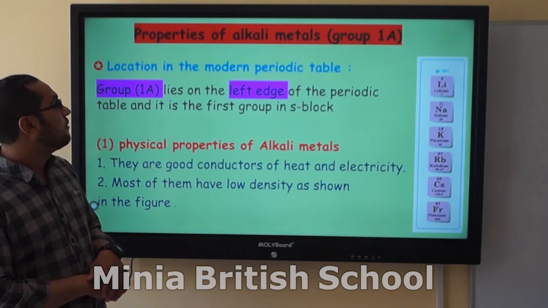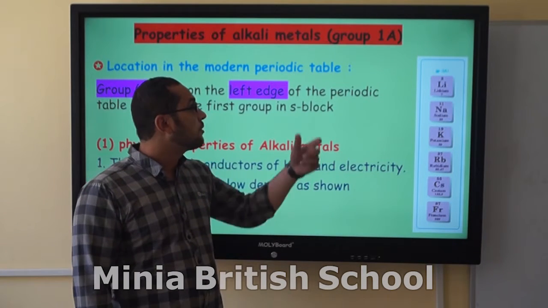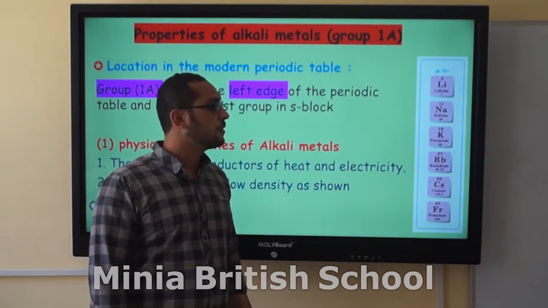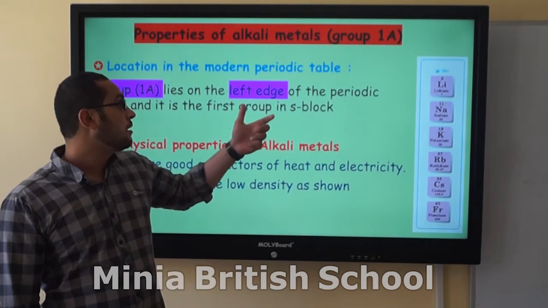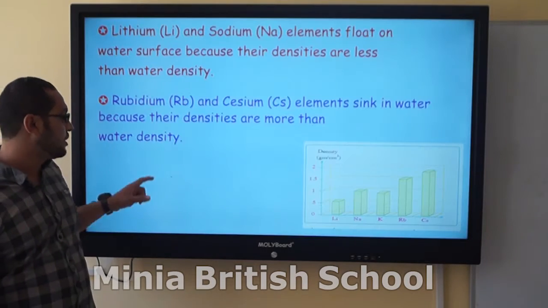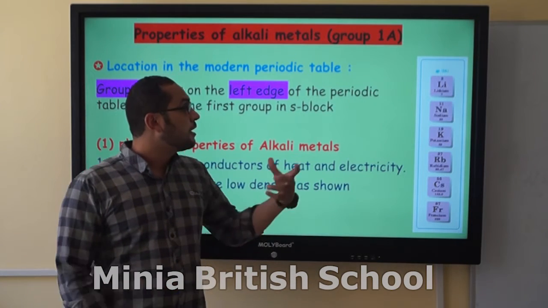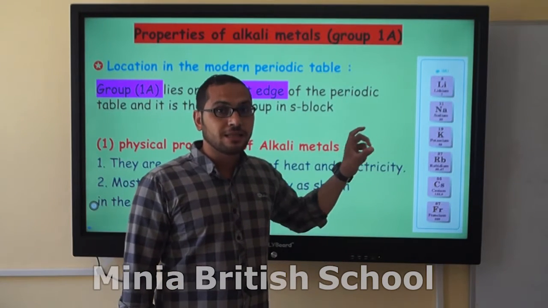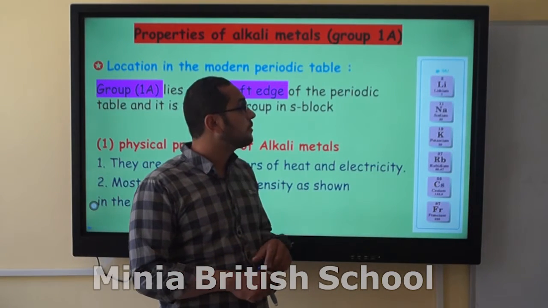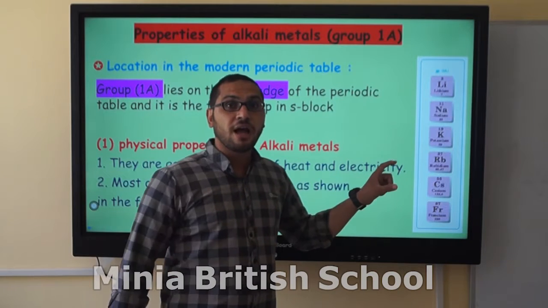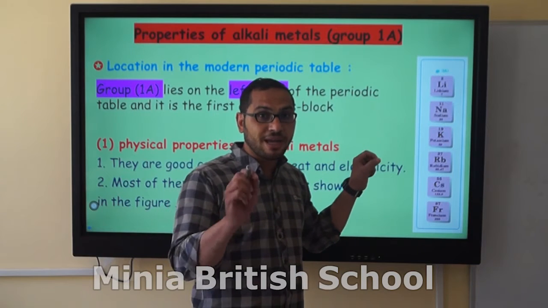Let's start with the first group, about properties of alkali metals in group 1A. The first thing is the location in the modern periodic table. Group 1A lies on the left side in the modern periodic table, and it is the first group in the S block.